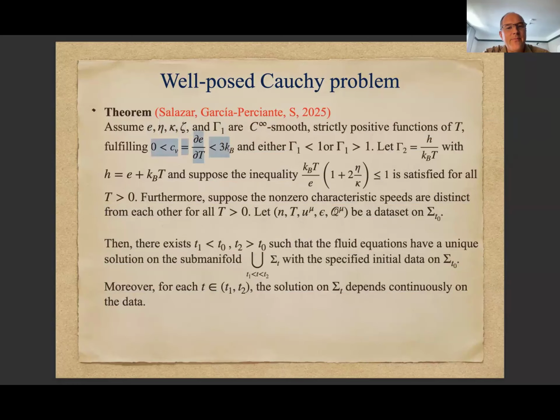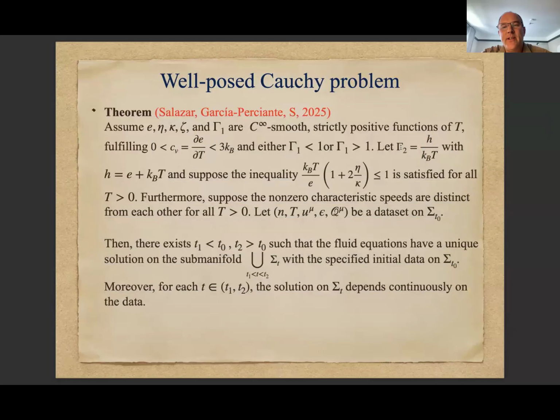And they fulfill these bounds. Okay, so for the heat capacity at constant volume, which is the derivative of the energy with respect to T, assume that gamma 1 does not cross 1. So either it's smaller than 1 or larger than 1.